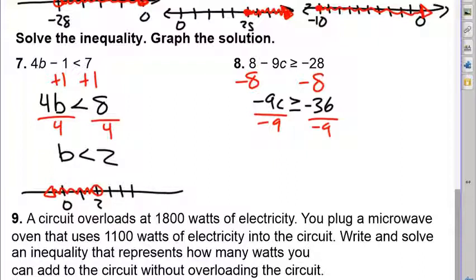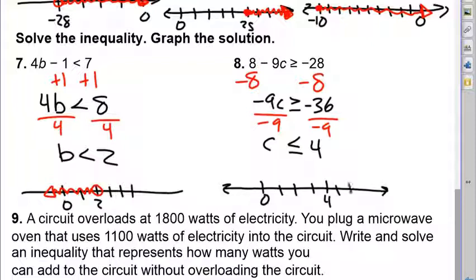We'll get rid of the times negative 9 by dividing both sides by negative 9. Because we're multiplying or dividing by a negative, our number line flips, so does our inequality. c is less than 4. Our graph will have a solid dot at 4 and be shaded to the left. And those are the multi-step inequalities.